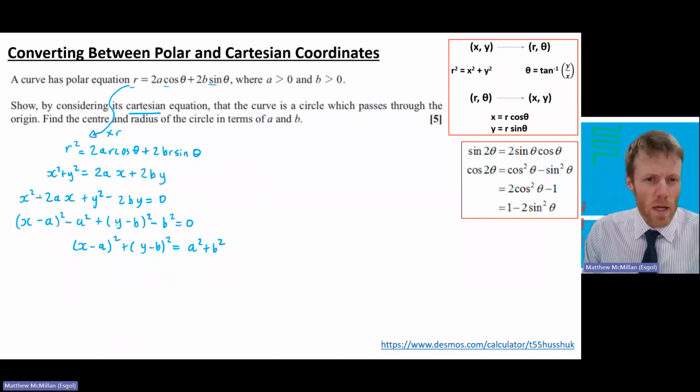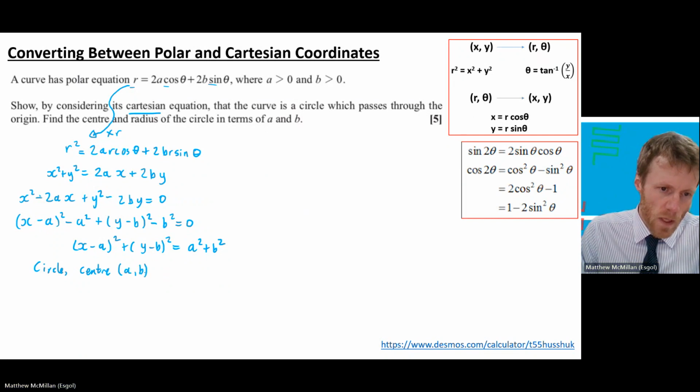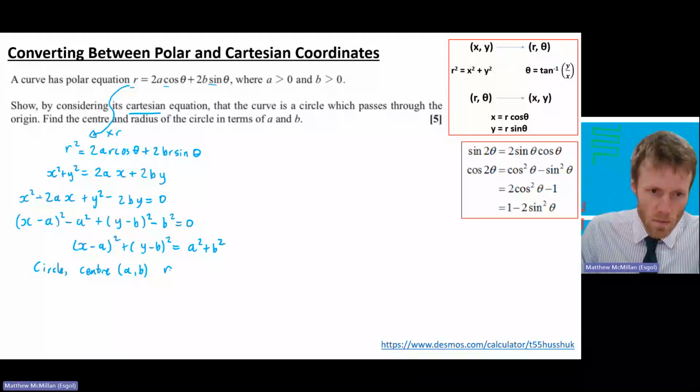Find the centre and the radius of the circle in terms of a and b. So this is a circle. I might just state that. The centre is a, b, and the radius is the square root of a squared plus b squared.